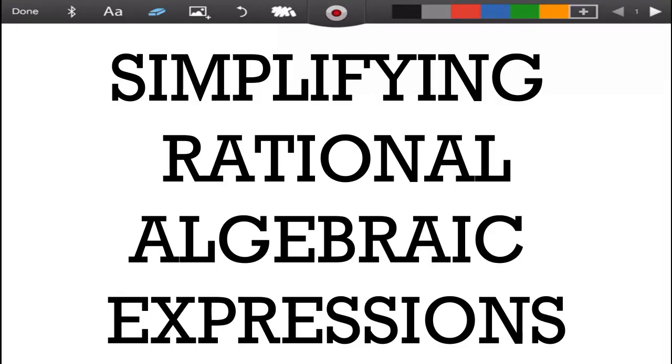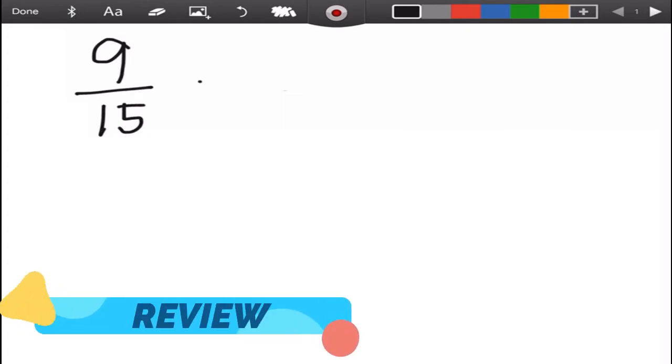We will simplify rational algebraic expressions. Did you know that simplifying RAE is just the same as simplifying fractions? For example, we have 9 over 15. There are two ways on how to simplify this one.